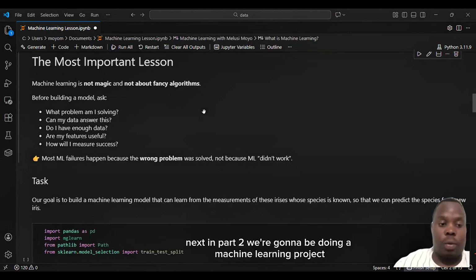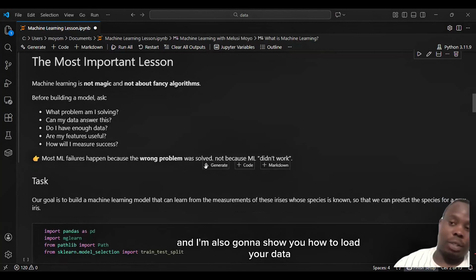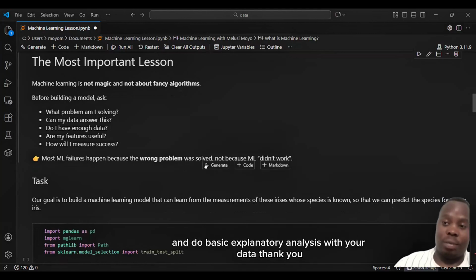Next, in part two, we're going to be doing a machine learning project, and I'm also going to show you how to load your data and do basic exploratory analysis with your data.